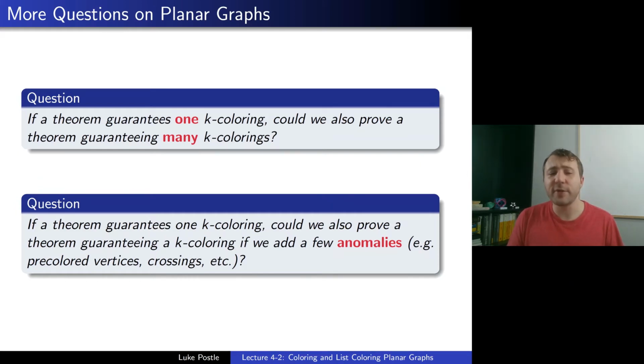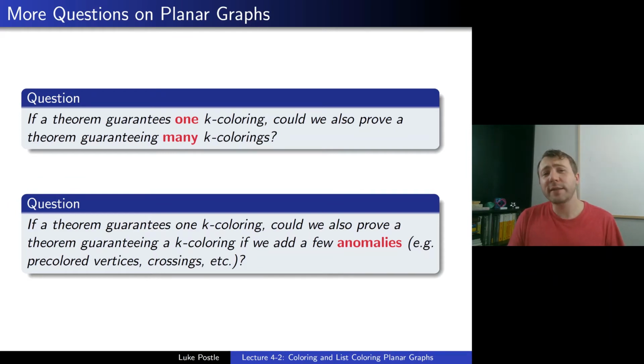So I'll talk through this, but maybe you want to allow some of the vertices to be pre-colored, so they have already specified their color, or smaller list sizes if you're doing list coloring. Or maybe we want to add crossings. So somehow you tweak it so that there are a few hard parts of the graph to try to color, and can we still get colorings in those additional circumstances? So these are the two natural directions.